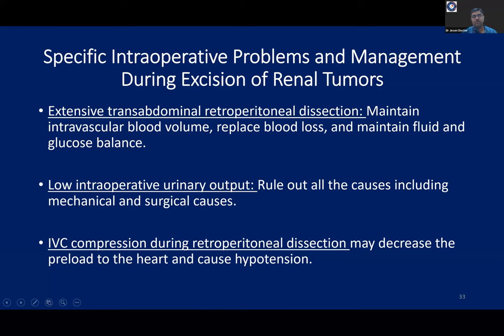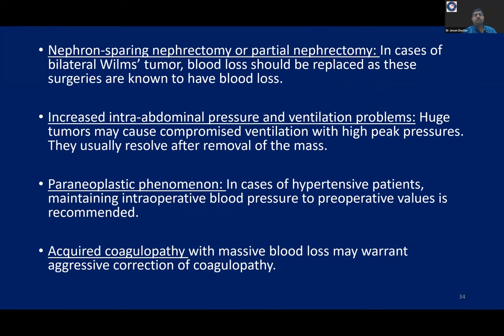If they are cross clamping the cava, or doing a retroperitoneal dissection with retraction of the IVC, that can suddenly lead to a loss in the preload and cause hypotension. So you can ask them to release the pressure momentarily if the pressure drops too precipitously. Again, these are all for radical nephrectomies.